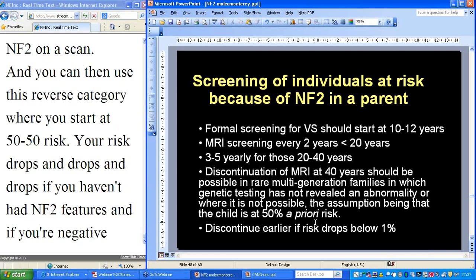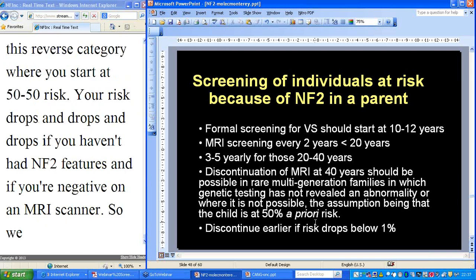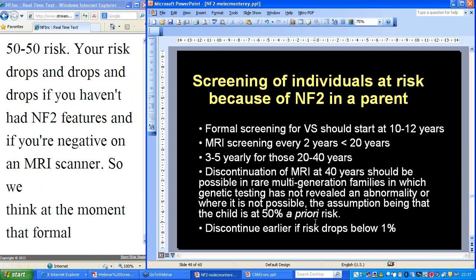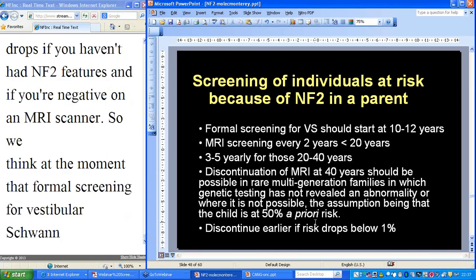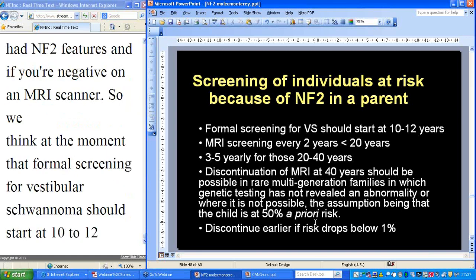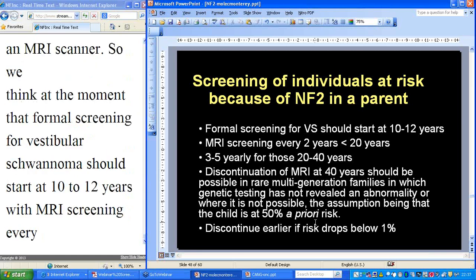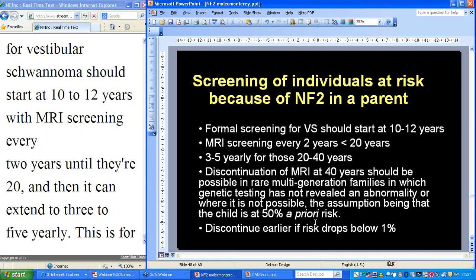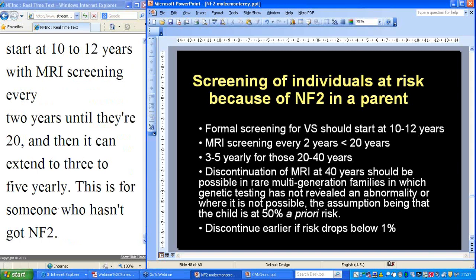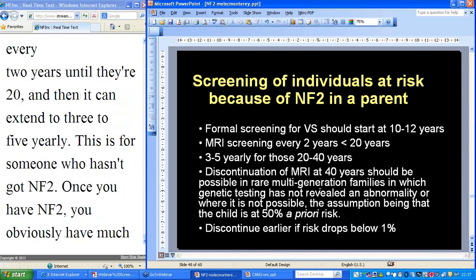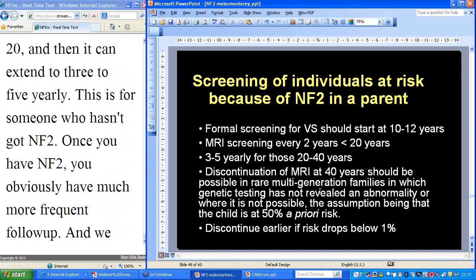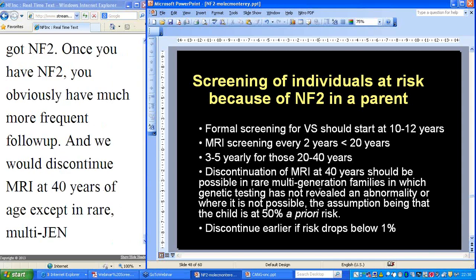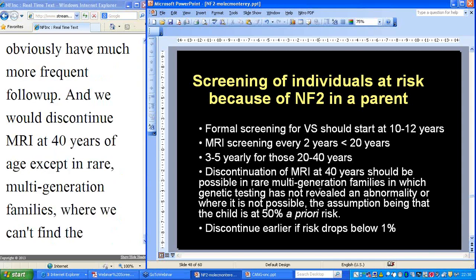So we think at the moment that formal screening for vestibular schwannoma should start at 10 to 12 years of age, with MRI screening every 2 years until they're 20, and then it can extend to 3 to 5 yearly. Now, this is for someone who hasn't got NF2. Once you've got NF2, you obviously have much more frequent follow-up. And we would discontinue MRI at 40 years of age, except in rare multi-generation families where we can't find a mutation, but it's relatively mild onset.